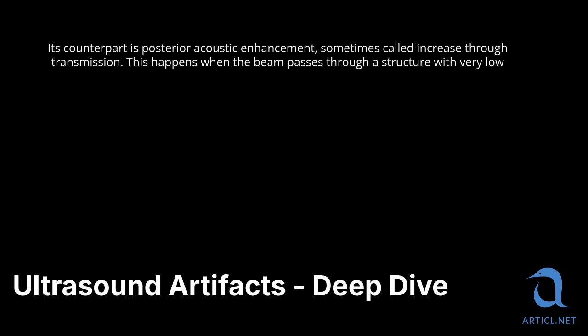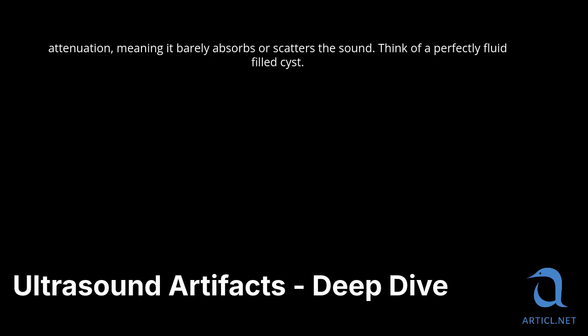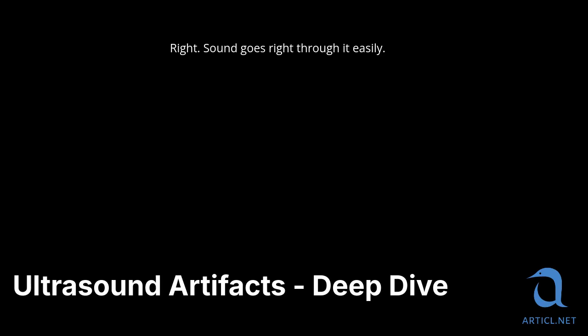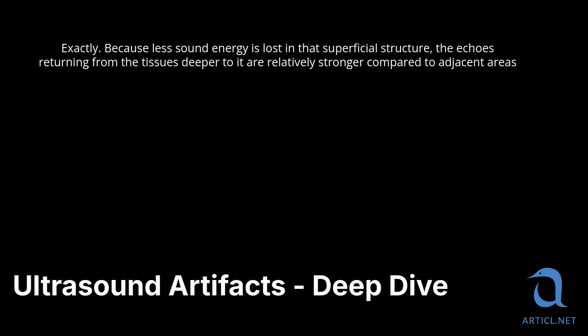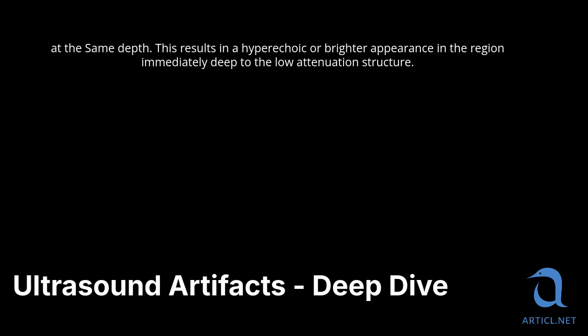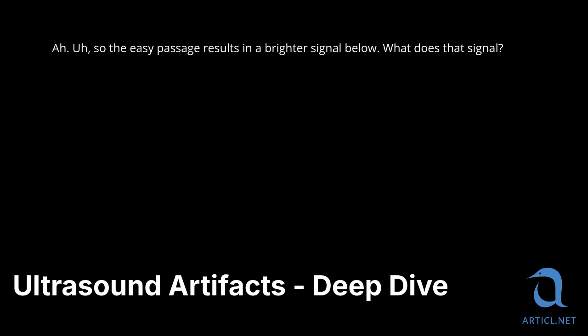What's the opposite? Its counterpart is posterior acoustic enhancement, sometimes called increased through transmission. This happens when the beam passes through a structure with very low attenuation, meaning it barely absorbs or scatters the sound. Think of a perfectly fluid-filled cyst. Right, sound goes right through it easily. Exactly, because less sound energy is lost in that superficial structure, the echoes returning from the tissues deeper to it are relatively stronger compared to adjacent areas at the same depth. This results in a hyperechoic or brighter appearance in the region immediately deep to the low attenuation structure. So the easy passage results in a brighter signal below.